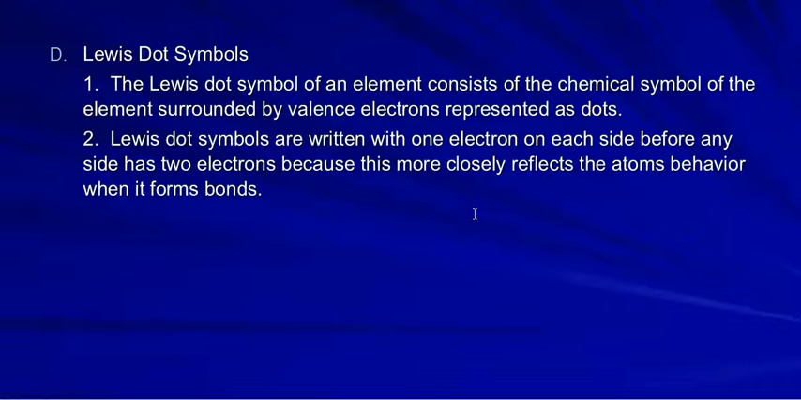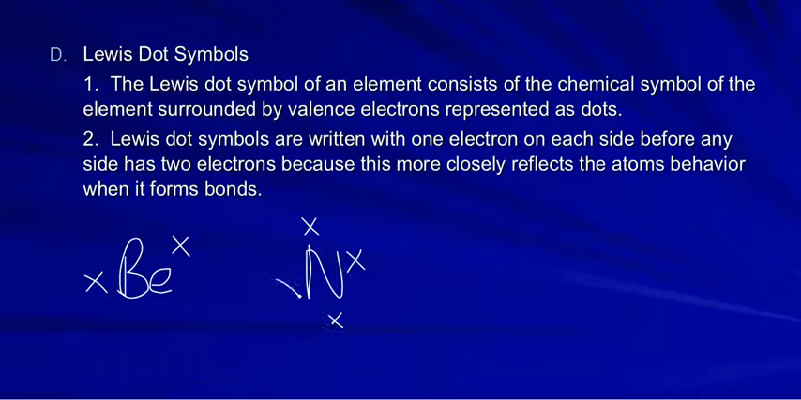Lewis dot symbols. The Lewis dot symbol consists of the chemical symbol surrounded by the valence electrons. For example, beryllium has 2 valence electrons, so the Lewis dot symbol would look like this. Nitrogen is in group 5A, so nitrogen has 5 valence electrons. We put 1 on each side, and the 5th one we can pair up on any of the sides. So there's the Lewis dot symbol for nitrogen. Chlorine is in group 7A, so it has 7 valence electrons. The most you could have on a Lewis dot symbol would be 8, and those would be the noble gases.